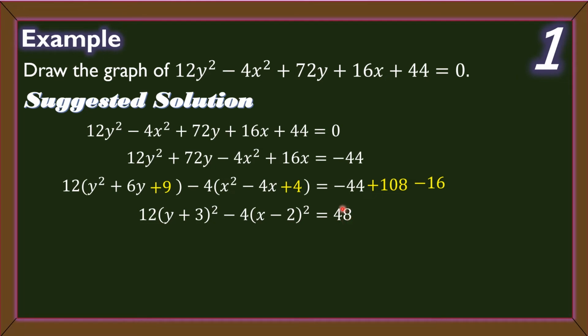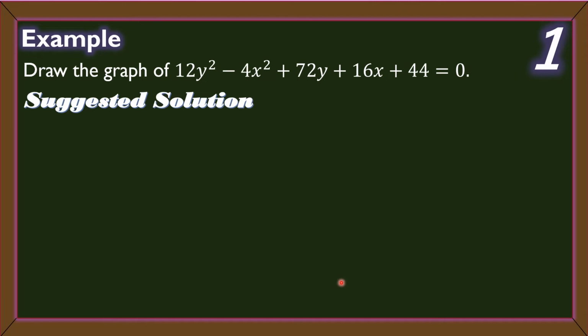In the standard form of the equation of the hyperbola, the right-hand side is equal to 1. Hence, from this resulting equation, we will divide both sides by 48 so that we will have (y + 3)² over 4, that is 12 over 48, 1/4, minus (x − 2)² over 12, that is 4 over 48, 1 over 12. And on the right-hand side, 48 over 48 is equal to 1.